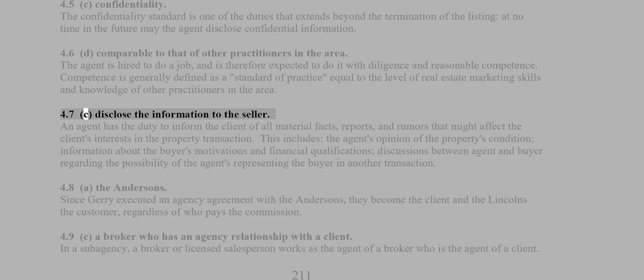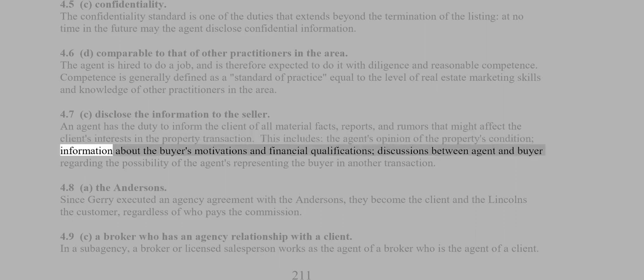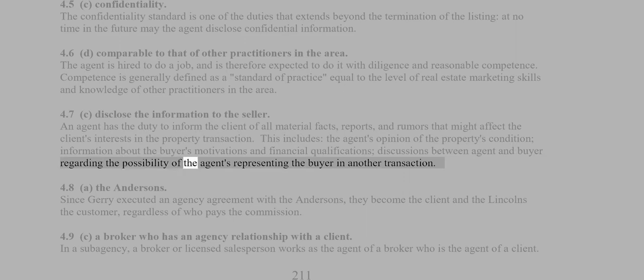4.7 c. Disclose the information to the seller. An agent has the duty to inform the client of all material facts, reports, and rumors that might affect the client's interests in the property transaction. This includes the agent's opinion of the property's condition, information about the buyer's motivations and financial qualifications, and discussions between agent and buyer regarding the possibility of the agent representing the buyer in another transaction.